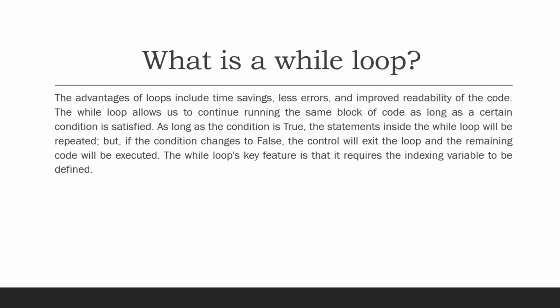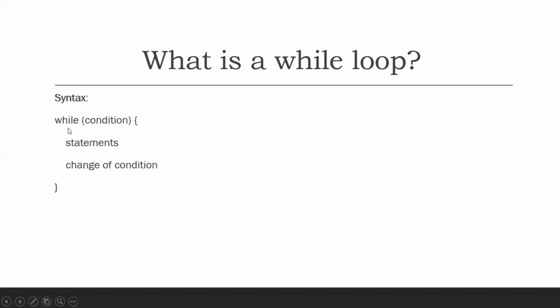The while loop's key feature is that it requires the indexing variable to be defined. Let's see the syntax. First of all, you have to write down the while keyword, and then in the parentheses, you pass the condition, and on the basis of this condition, the statements inside the loop will be executed. Now in the bracket, you write down the statements, and in the last, you change the condition. Either you increment or decrement in the condition to terminate the loop, or else it will run forever.